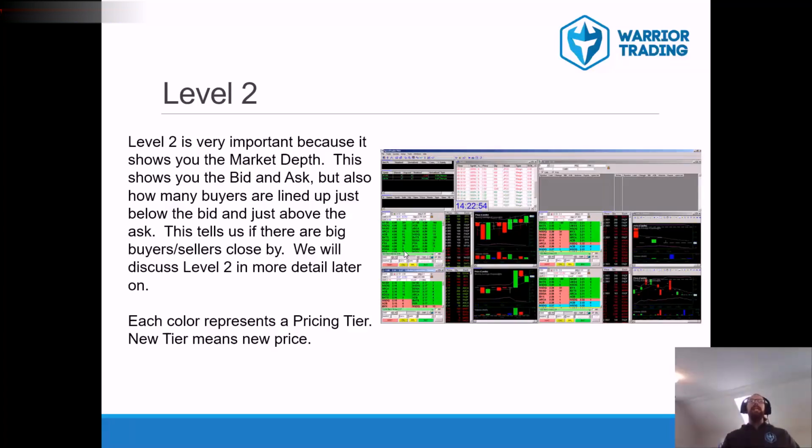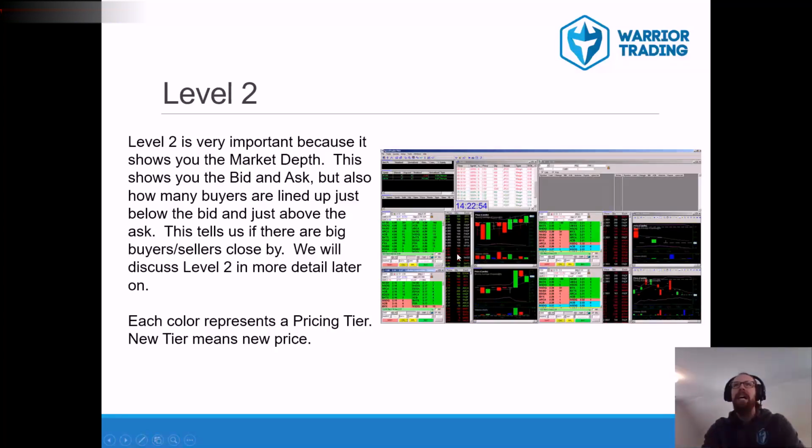So what you're seeing is, okay, this is the best bid and the best ask, the current bid and ask, and then you see the next level down. All right, so if a stock is 230 by 231, on the bid you'll see the buyers at 230, and then you'll see the buyers at 229 and 228 and 227 and 226. And on the ask, you'll see the sellers at 231, 232, 233, 234. Now each color represents a tier of pricing.